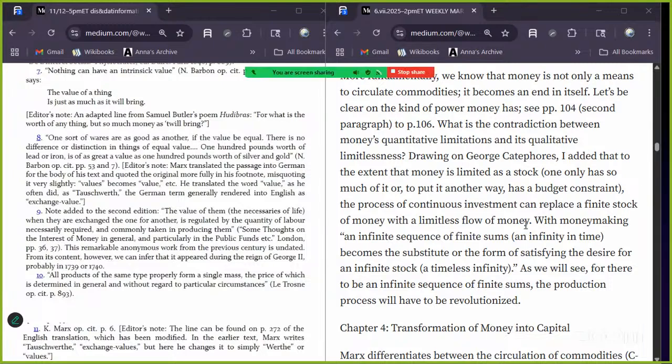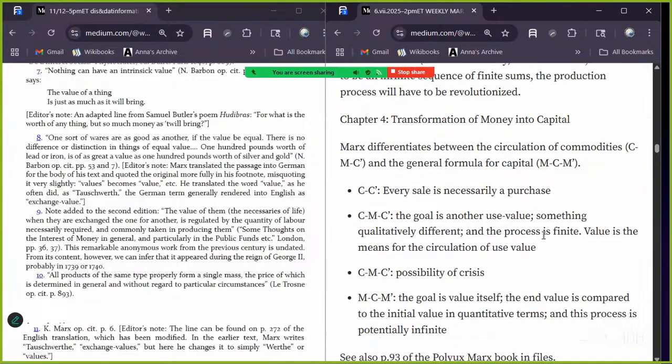Chapter 4, the transformation of money into capital. Marx differentiates between the circulation of commodities, we looked at this above, C-M-C prime, this is big C, big M, C prime, and the general formula for capital itself, that is, M-C-M prime. So in C-M-C prime, every sale is necessarily a purchase.